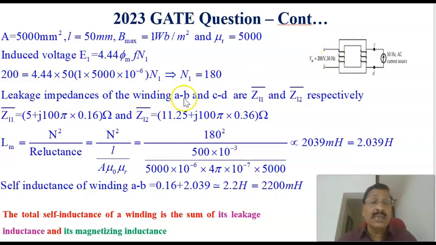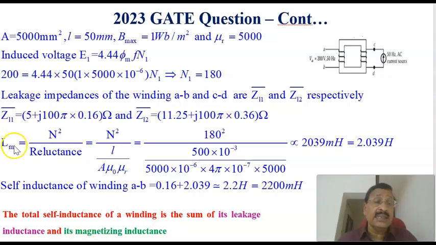Next, the leakage impedances of the windings AB and CD are ZL1 and ZL2. That is given in the problem. It is 5 plus J 100 pi into 0.16. This is actually 2 pi F into L. Therefore, this is the leakage impedance of the one side and this is the leakage impedance of the other side, the secondary as well as the primary. Therefore, we can calculate the leakage inductance and the magnetizing inductance.